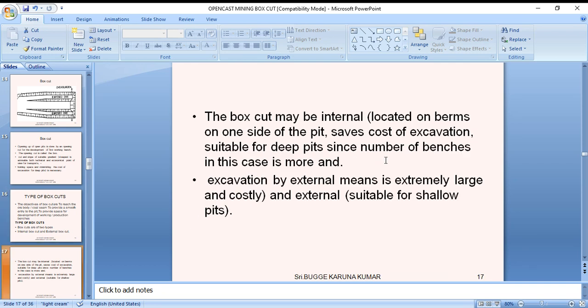The box cut may be internal, located in a berm on one side of the pit, which saves cost of excavation and is suitable for deep pits, since the number of benches in this case is more. Excavation by external means is extremely large and costly, and external is suitable for shallow pits.